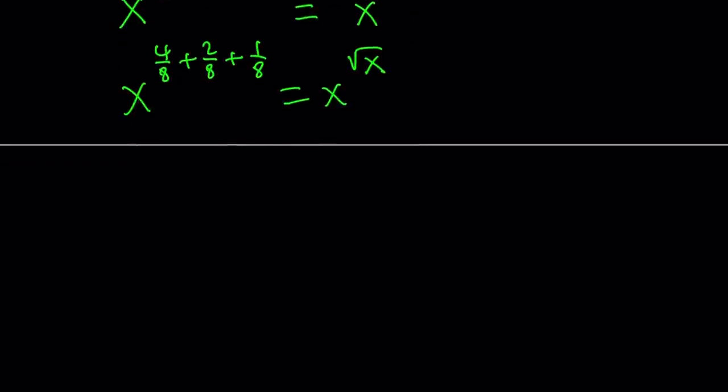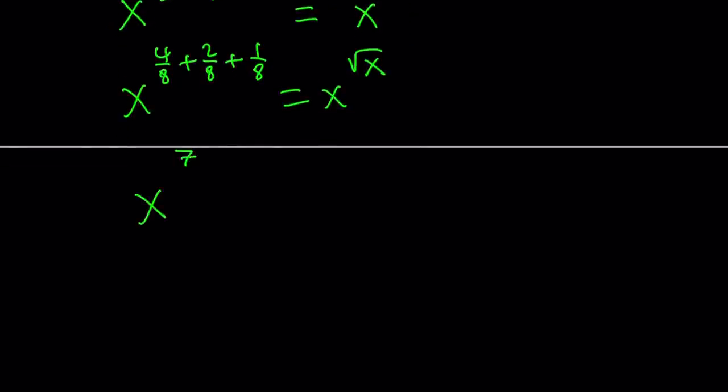If we add the numerators, we get x to the power 7/8 equals x to the power square root of x. Great. So we end up with a simpler equation. The bases are the same, so the exponents must also be the same. But that's not the only choice, but let's start with that one. So in this case, I can safely say that square root of x equals 7/8.